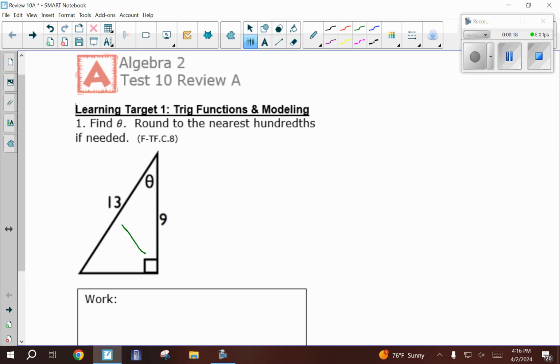Remember that across from the box is always the hypotenuse. Across from theta is always the opposite. And then the last one has to be the adjacent side. Now we're going to use SOHCAHTOA here because that's pretty much what the beginning of this test is all about. SOHCAHTOA.